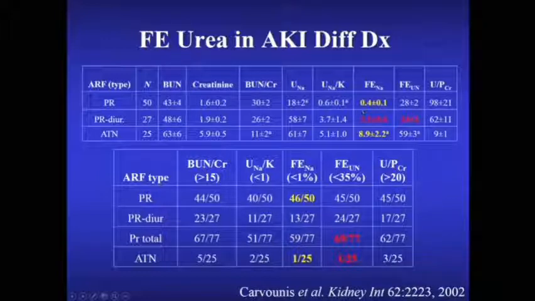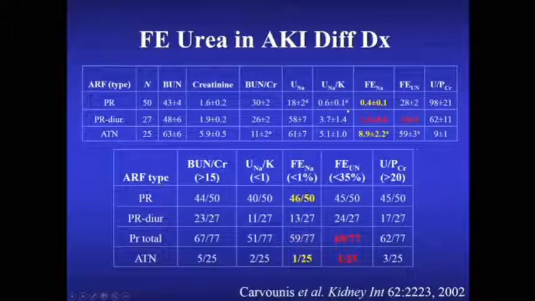The problematic group, though, well, I can just go down here and say if you use 1% as the cutoff for the fractional excretion of sodium, almost everybody who had pre-renal azotemia fit into that category, whereas almost no one with acute tubular necrosis did. So it was a pretty good discriminator in this study.